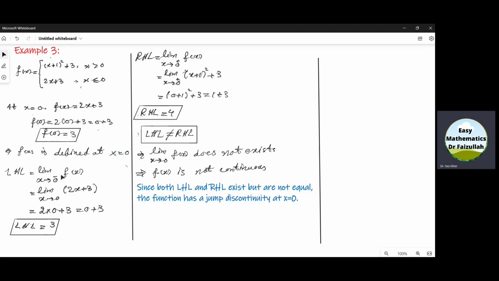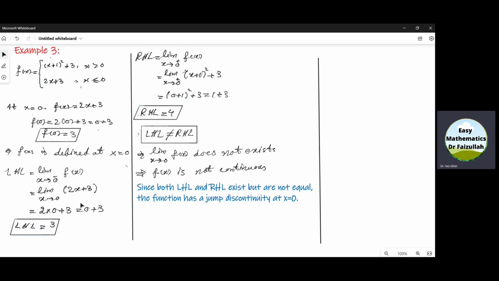To find the left hand limit, we can see that for x less than 0, the value of this function is again 2x plus 3. Now applying the limits and simplifying, we get that left hand limit is equal to 3. To find the right hand limit, we see for x greater than 0, the value of the function is (x plus 1) whole squared plus 3. Using this value and applying the limits, we get that right hand limit is equal to 4.